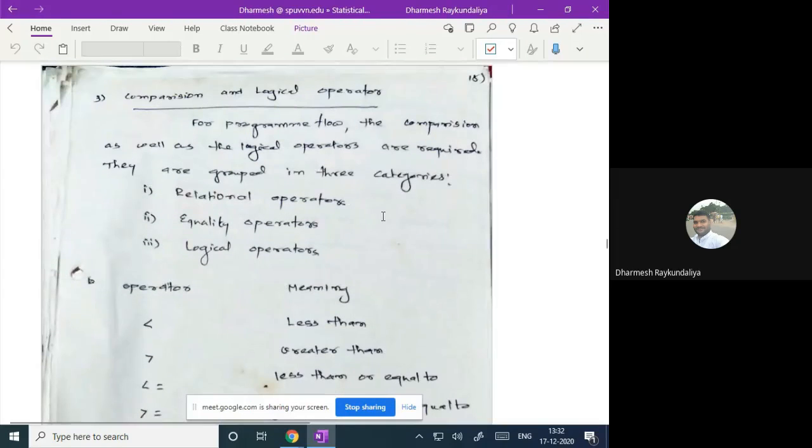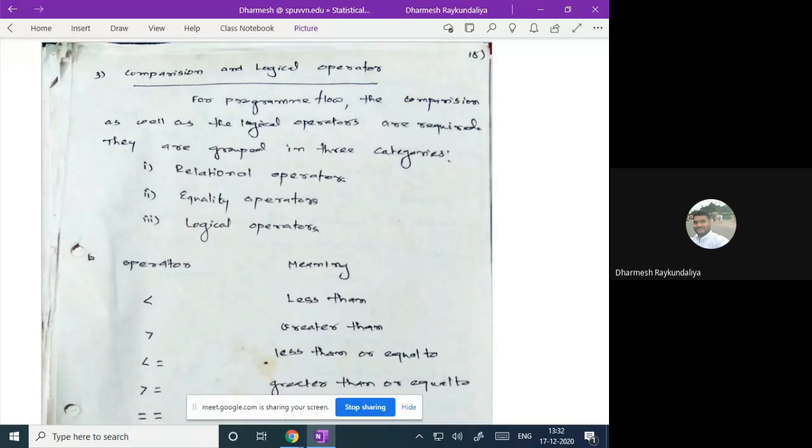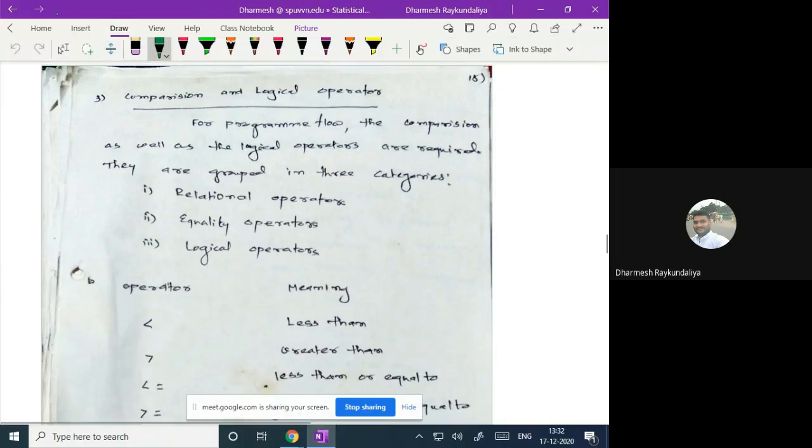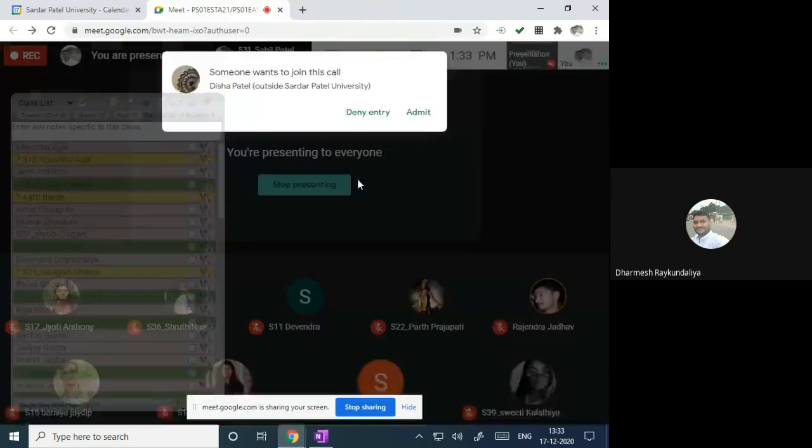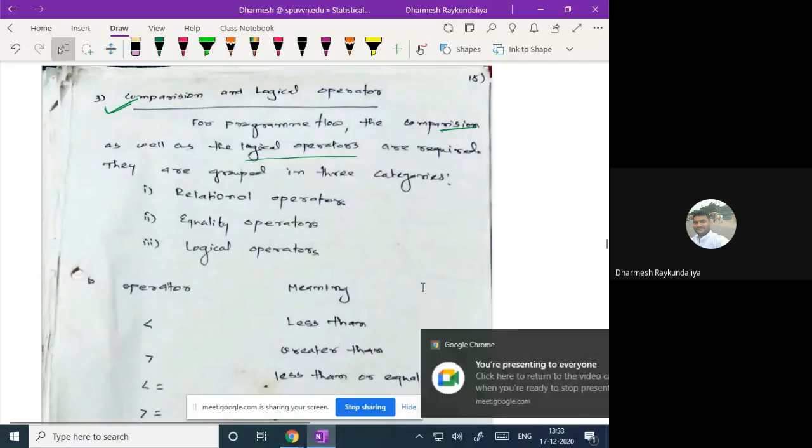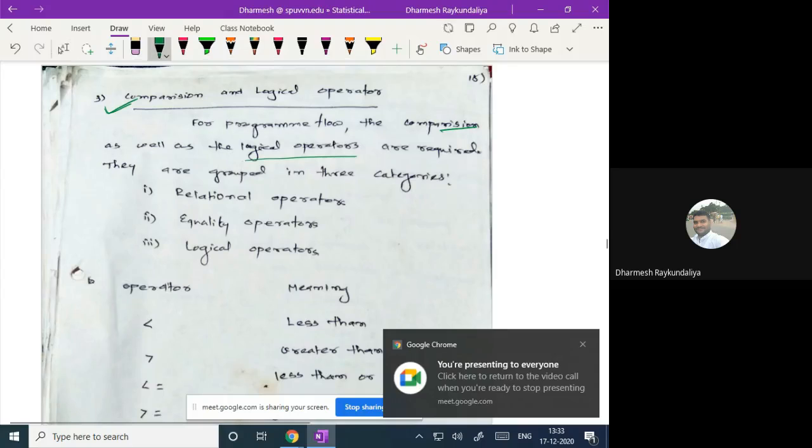Now we will discuss comparison and logical operators. For program flow, the comparison as well as logical operators are required. They are grouped in three categories. So comparison and logical operators are mainly useful for the program flow.